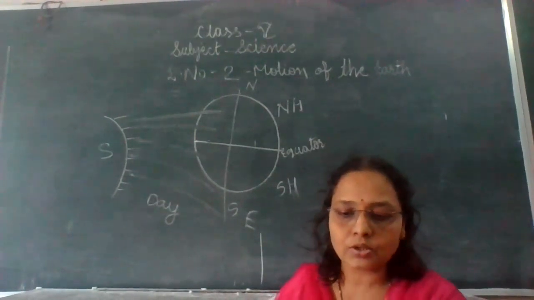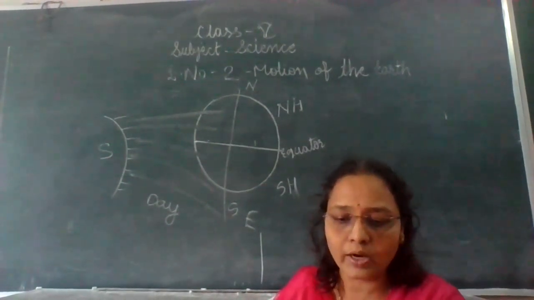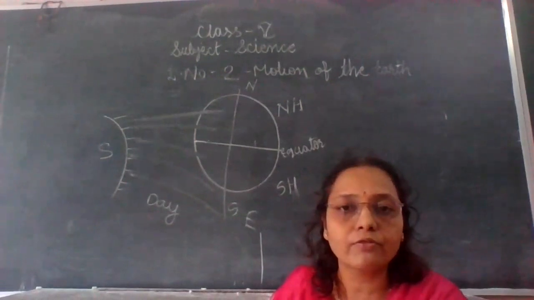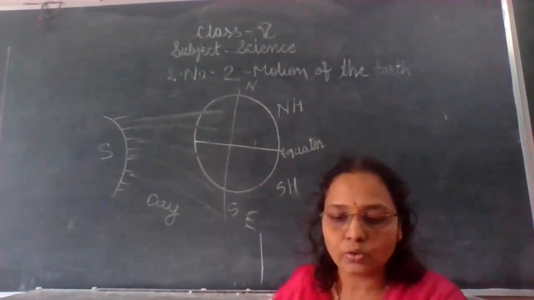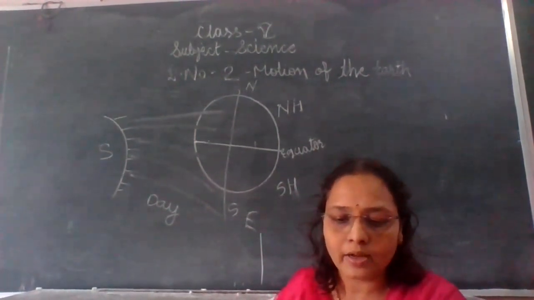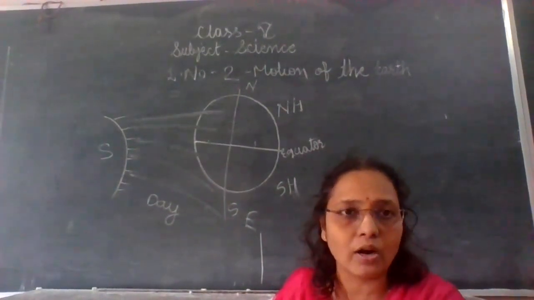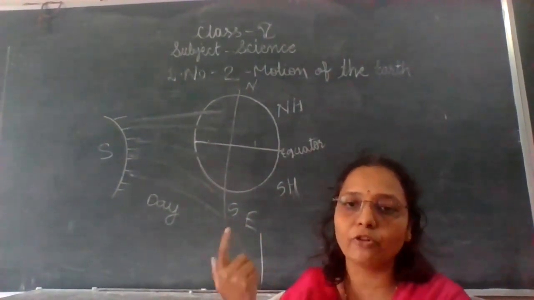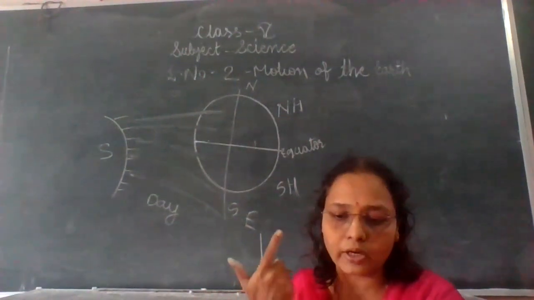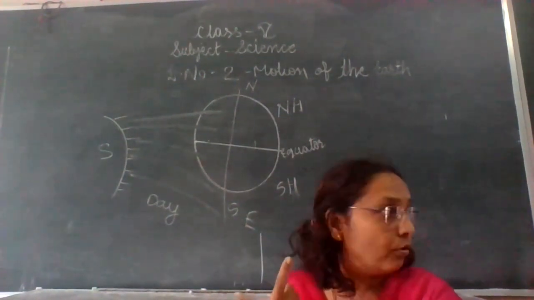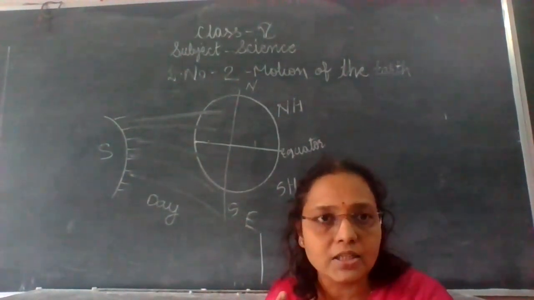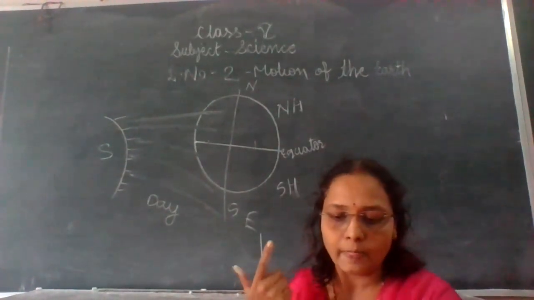So we divide the whole day into 24 parts, and each part is called an hour. So it takes 24 hours. It rotates in 24 hours, and that is considered to be one day.